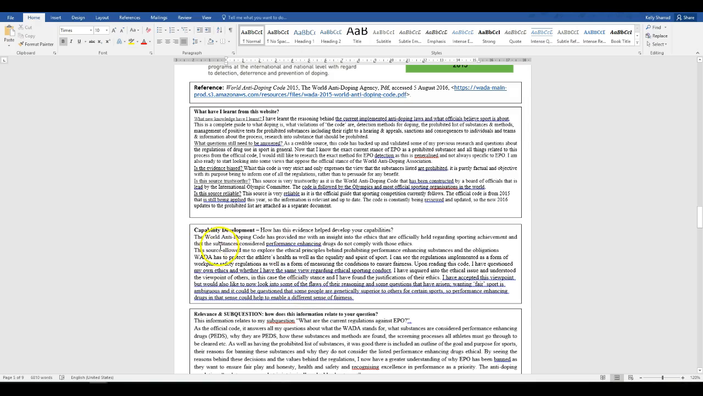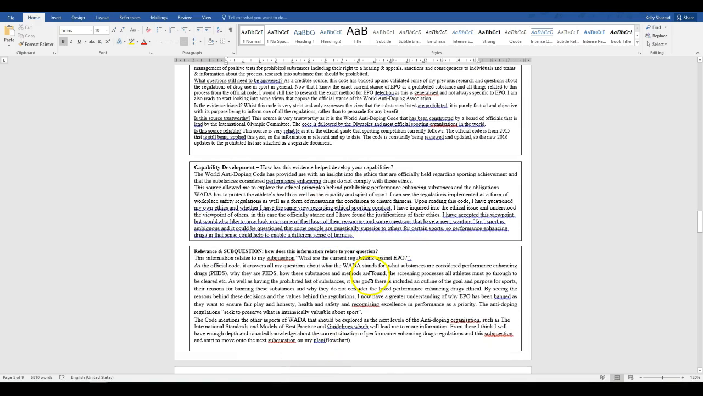Now, the other part in the source analysis that you need to include is your capability development. So how has this source particularly helped you to develop your capability? And I can help you with this along the way because with the first source analysis, you'll be a bit lost about how you're actually developing your capability. But once you get the hang of it, it'll be much easier.